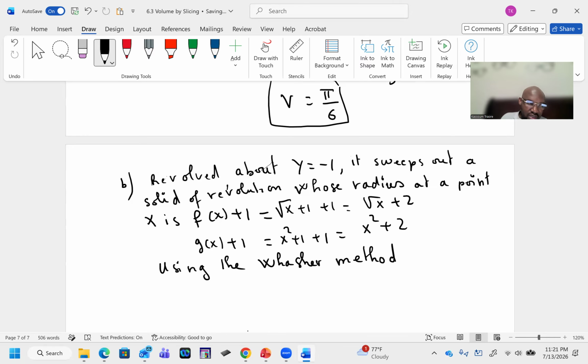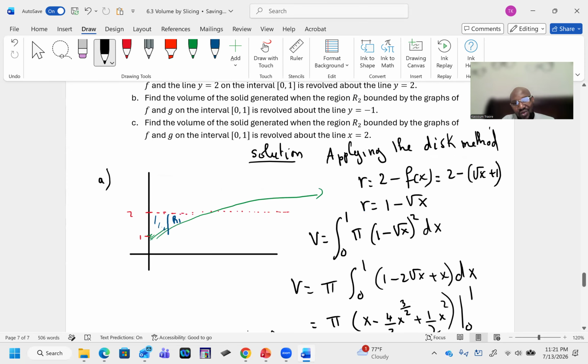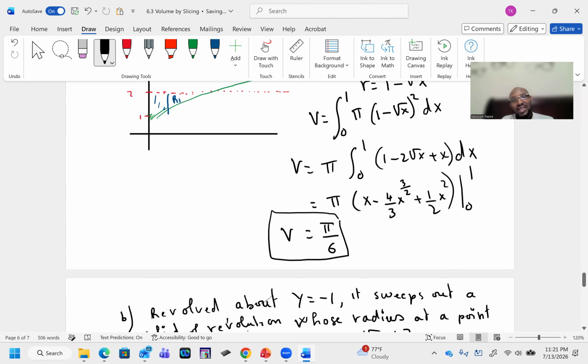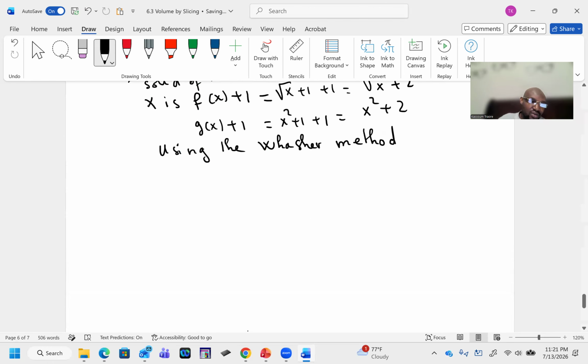the volume of the solid generated by R2. If you want, I can graph, but I just don't want to spend too much time graphing. We have done this. Will be V from 0 to 1 pi. Okay, yes, I have to graph so we can see which one is the inner radius and the outer radius. That's right.